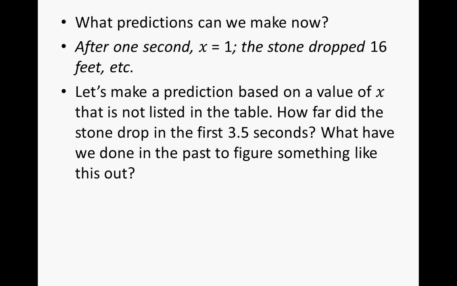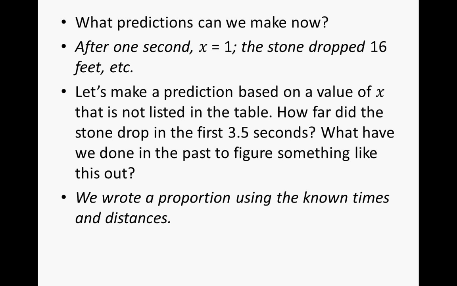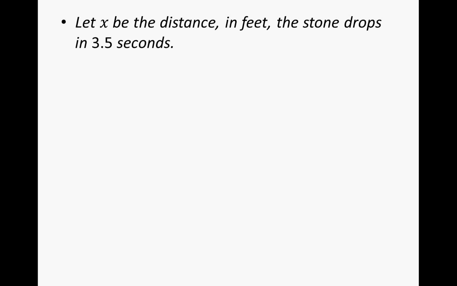So let's make a prediction based on a value of x that is not listed in the table. How far did the stone drop in the first 3.5 seconds? What have we done in the past to figure something like this out? Well, we wrote a proportion using the known times and distances. So let's let x be the distance in feet the stone drops in 3.5 seconds.